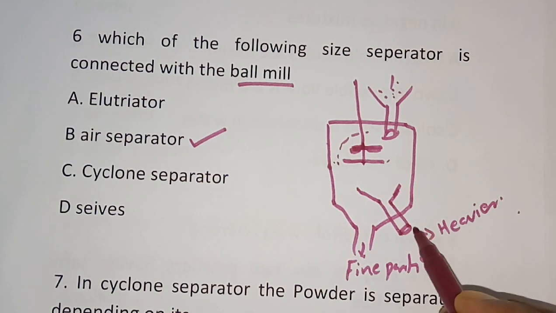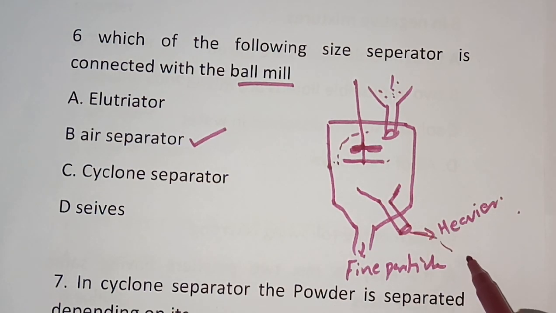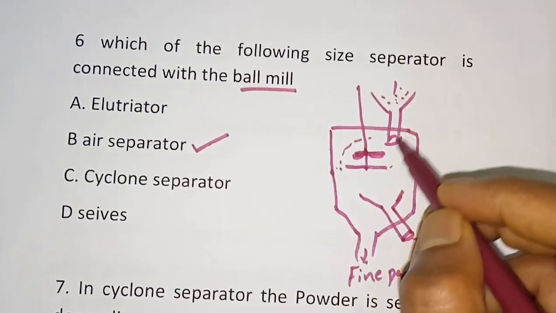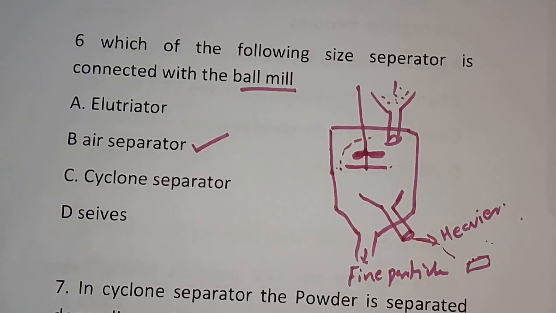It will come here. This is directly connected with the ball mill, and what the ball mill will do is reduce the size, and it will give us a feed so that we will get more fine powders, fine particles. This is what the air separator is doing.